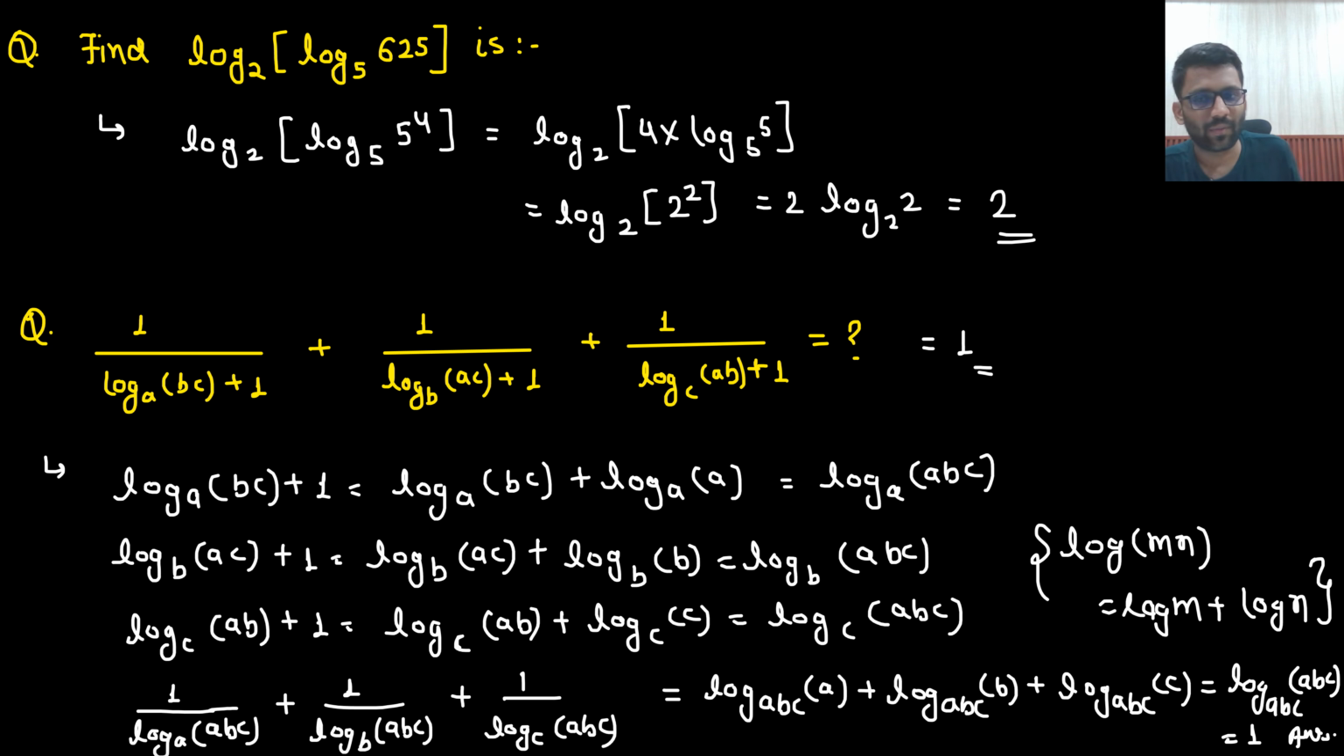So this is a very standard problem. Sometimes these kinds of terms will come in front of you. So there, what will you do? You replace 1 with log_a a, or 1 with log_b b, or 1 with log_c c. So log_a(abc), log_b(abc), log_c(abc) become log_(abc) a, log_(abc) b, log_(abc) c. Now you can apply log m plus log n plus log l, so log of m times n times l. So log_(abc) of abc, so the answer is 1. That's it.